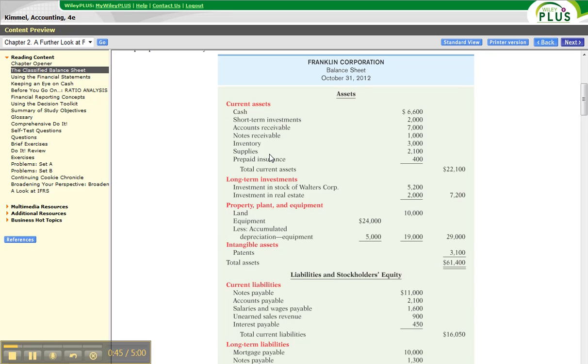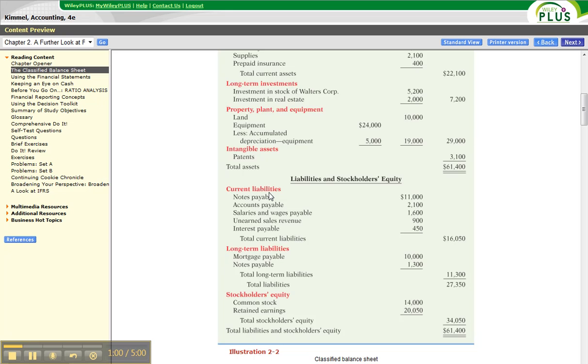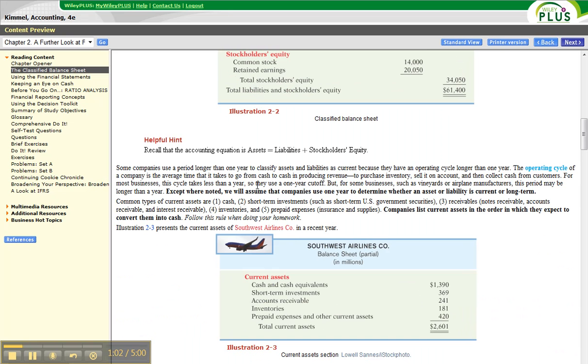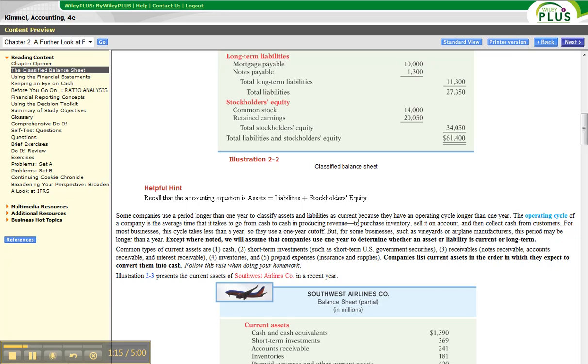In the homework, you're going to have some problems where you have to create balance sheets, and you have to classify all of the components of these categories and put them in a certain order. And this order is called, where is it listed right here? Order of magnitude. So companies list current assets in the order in which they expect to convert them into cash.